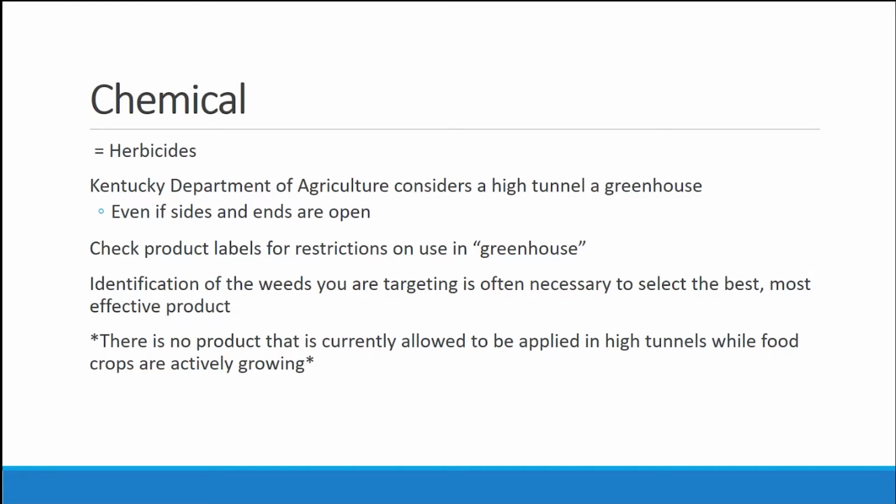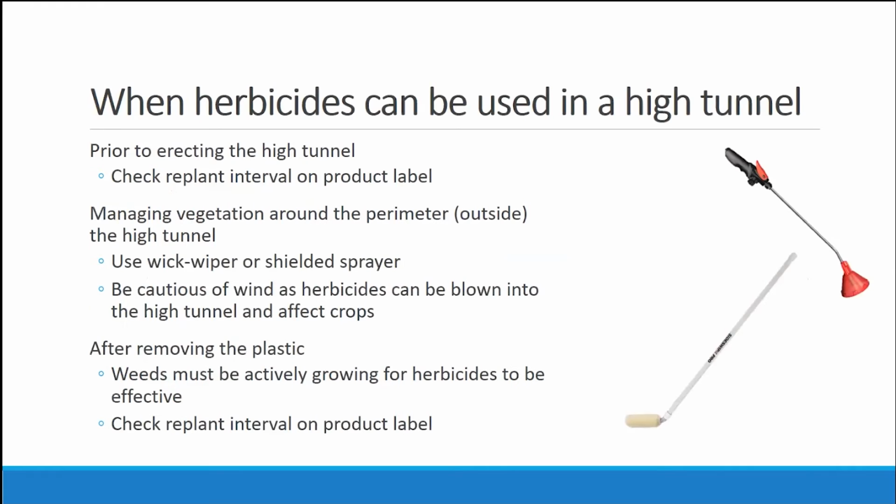But something to know for high tunnels, there is no product that is currently allowed to be applied in high tunnels while food crops are actively growing. So just right off the bat, I'll just make it easy on everybody, right? So when can you apply herbicides for high tunnel production? You could apply them prior to erecting the high tunnel, right? So if you're putting it on new ground, you'd certainly want to check the replant interval on the product label to make sure that it wasn't a year or two before you could plant something in the ground, right?